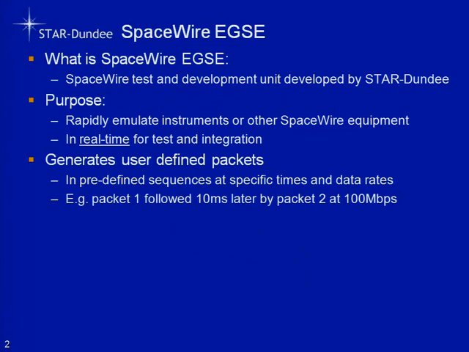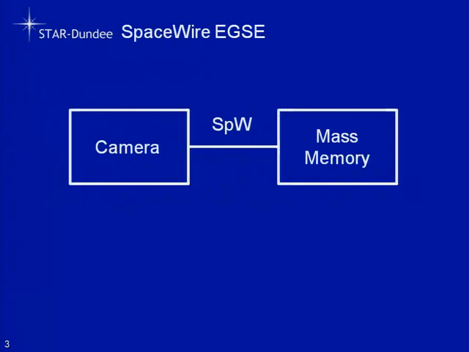Okay, so the SpaceWire EGSE, or Electronic Ground Support Equipment, as we call it, so maybe think about it as an emulator. It's some SpaceWire test and development equipment that we developed at STAR-Dundee, and its aim is to rapidly emulate instruments or other SpaceWire equipment in real time. And by real time, we mean to within a microsecond. Okay, so it's better than you could ever do with any real-time software. And the aim is for integration and test purposes. So we basically generate user-defined packets in a predefined sequence at specific times and data rates. I'll explain all this in a minute.